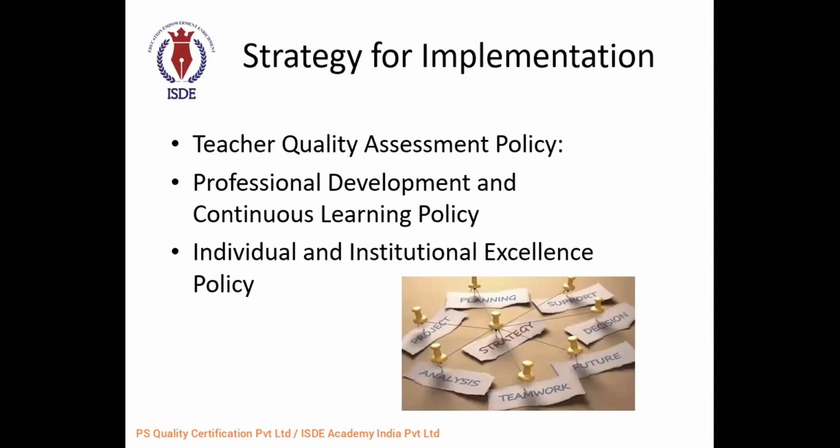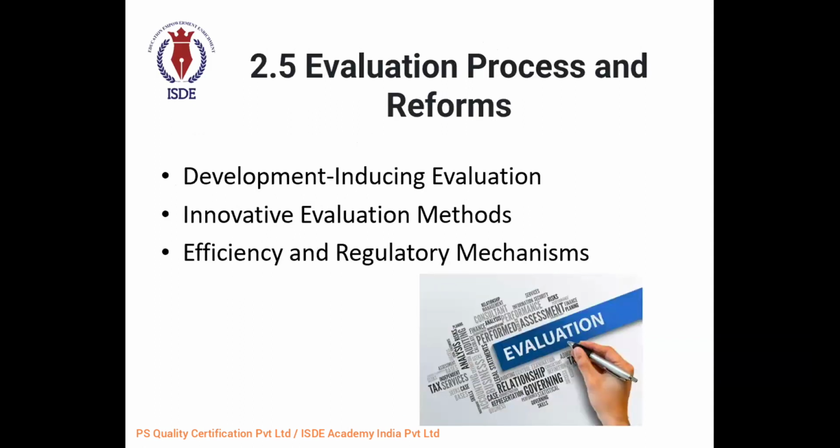For the implementation of our key indicator 2.4. Next, we are going to start 2.5, evaluation process and reforms. Many institutions, while I have been conducting workshops and auditing them, ask us: is it really possible, as an affiliated institution, to attain the objective of this key indicator? Yes, there are three important aspects of this 2.5.